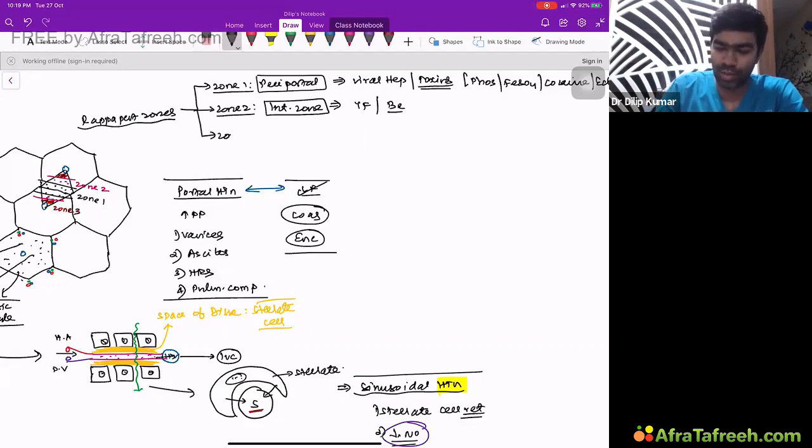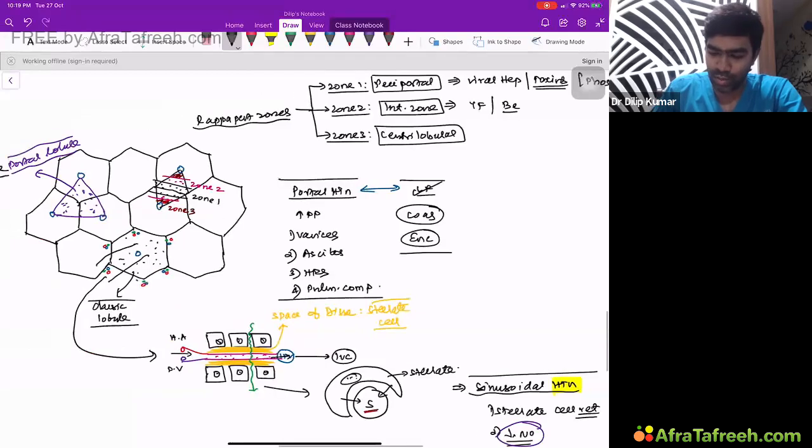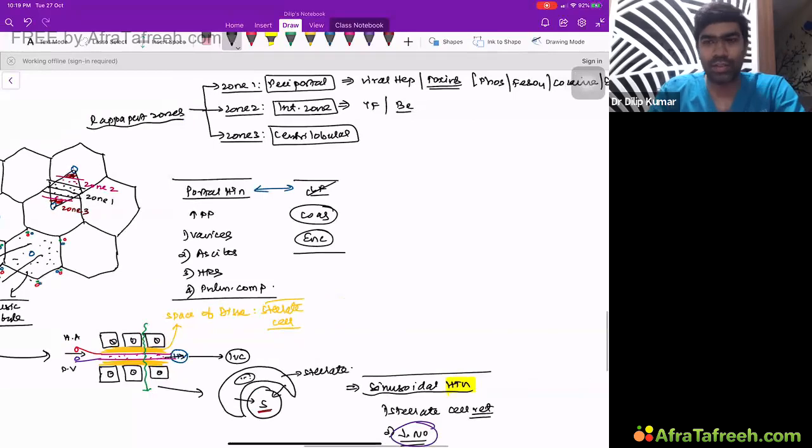And zone 3, which is the most important. That's what we call the centrilobular zone. Otherwise referred to as the perivenous zone, because this zone is actually around the central veins, I mean, the hepatic vein. So that is why it's called the centrilobular zone.